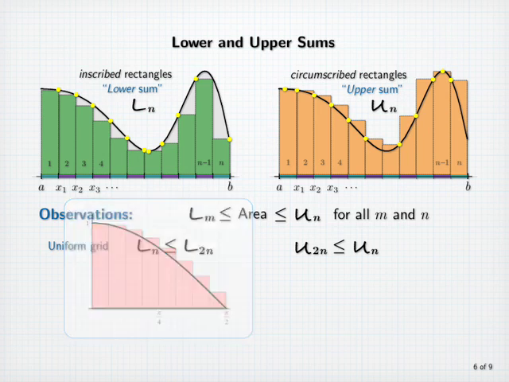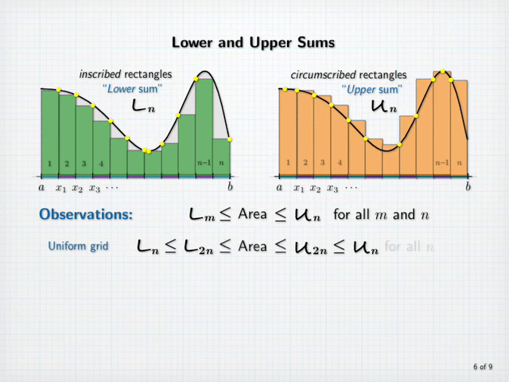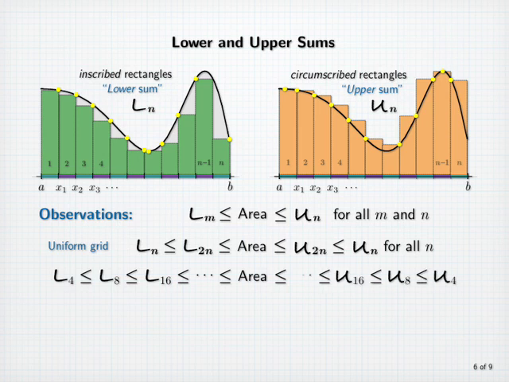Now, by the previous observation, the area is trapped between all of those upper sums and lower sums. So what this tells us is that by doubling the number of rectangles successively, lower sums will tend to increase toward the value of the area, while upper sums will tend to decrease toward the value of the area. So what's happening is that the area tends to be squeezed between the lower sums and the upper sums as we let n get larger and larger.